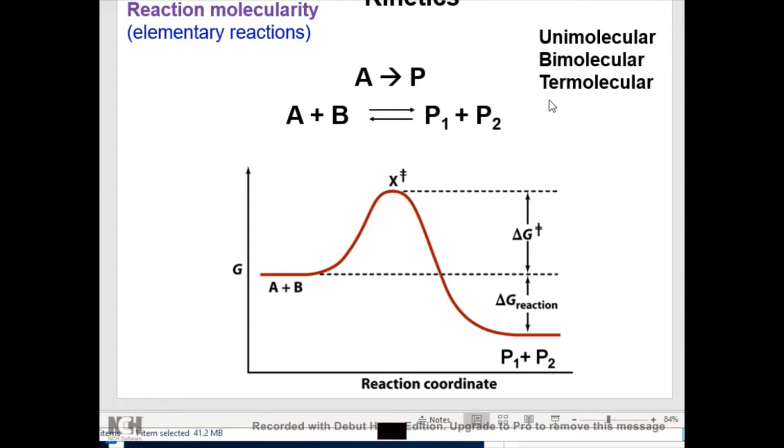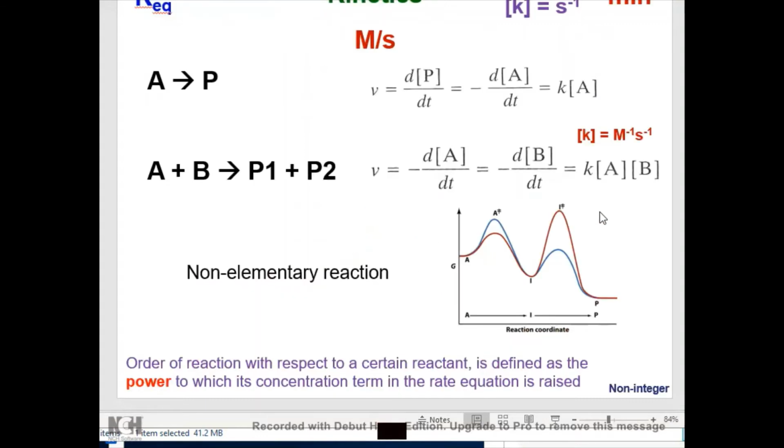There are no higher orders of molecularity because there is simply no significant chance for more than three particles to collide at once.